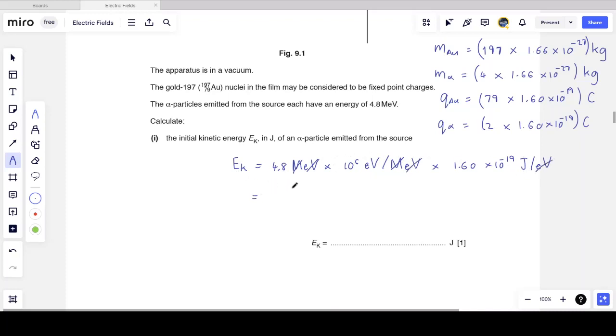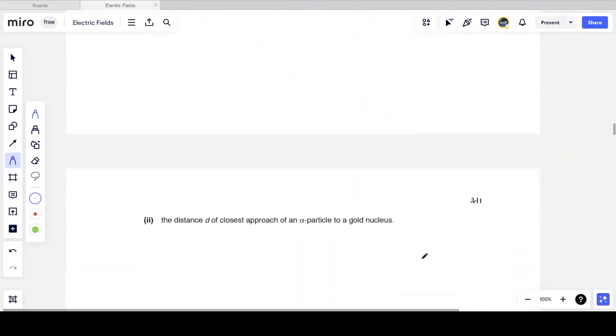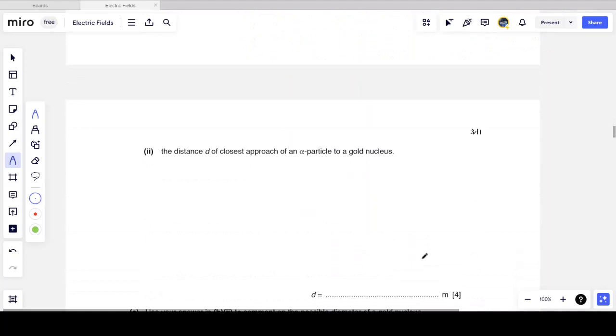And putting this into the calculator, I will get 7.68 times 10 to the minus 13 joules. To 2 significant figures, this is 7.7 times 10 to the minus 13 joules. So each alpha particle will have this amount of energy. And they wanted us to convert it to joules, most likely because we need to use it in the follow-up question.